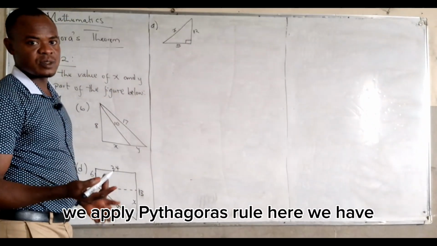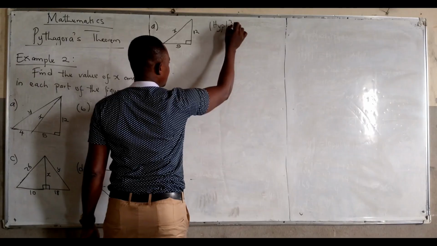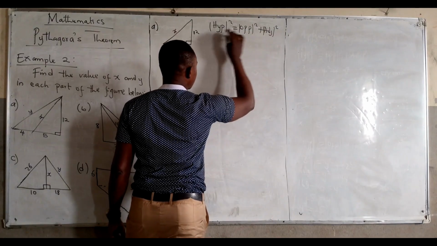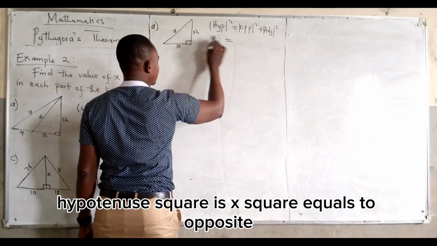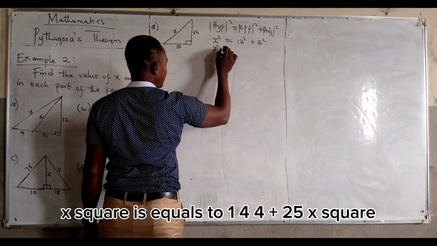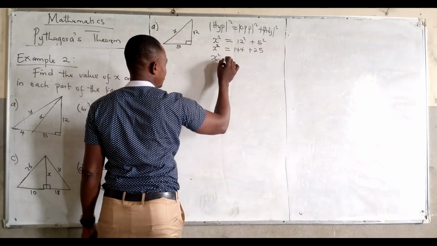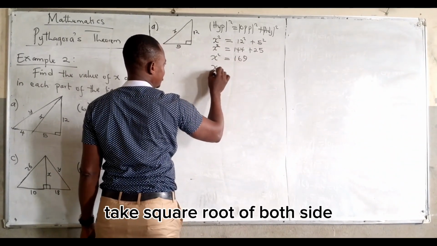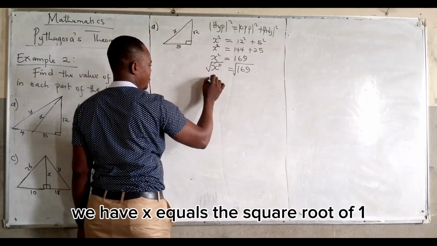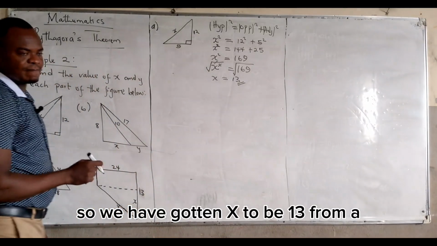We apply Pythagoras rule. Here we have hypotenuse square is equal to opposite square plus adjacent square. Hypotenuse square is x square equals opposite can be 12 square plus 5 square. X square is equal to 144 plus 25. X square is equal to 169. Take square root of both sides. We have x is equal to square root of 169 is 13. So we have gotten x to be 13 from A.